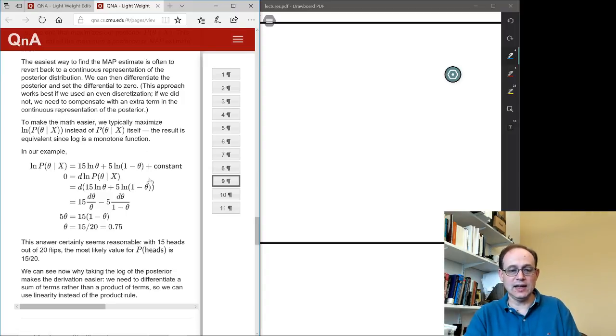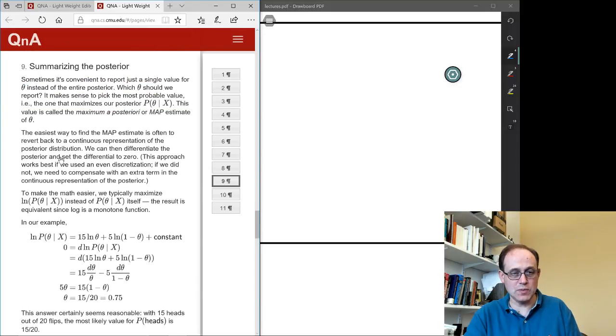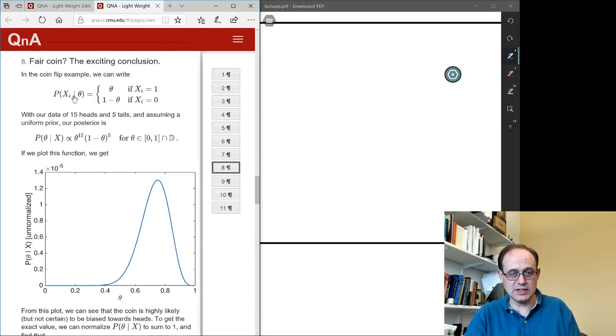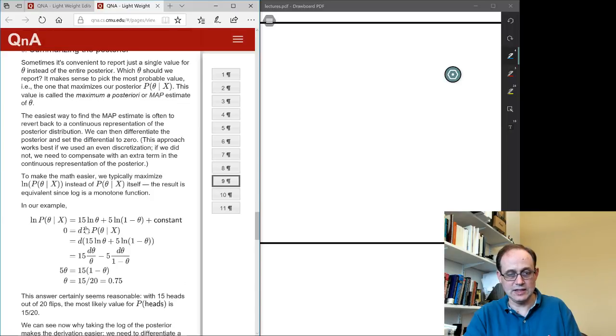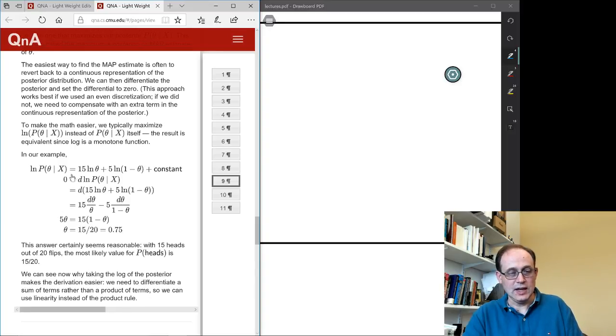So let's just try it, and we get something that looks like this, right? So if we go back up and get p of theta, p of theta given x is theta to the 15 times 1 minus theta to the 5. If we take log of that, we get 15 log theta plus 5 log 1 minus theta. That's this here. And then we should acknowledge the fact that there's a normalizing constant which we haven't computed. And when we differentiate, the constant goes away, and we get d of 15 log theta plus 5 log 1 minus theta, and so that's 15 d theta over theta, because the derivative of log theta is 1 over theta, minus 5 d theta over 1 minus theta. You get the negative because of the negative in front of theta in that expression.